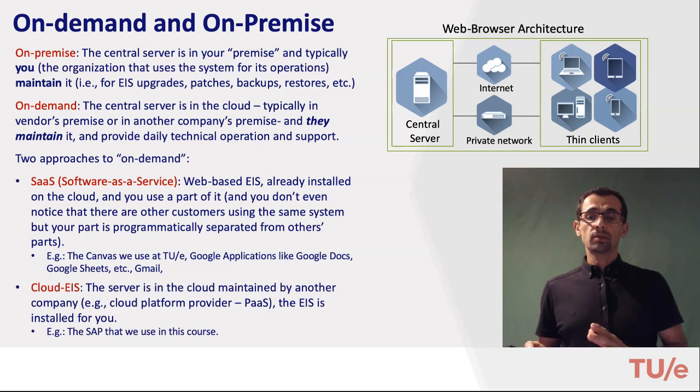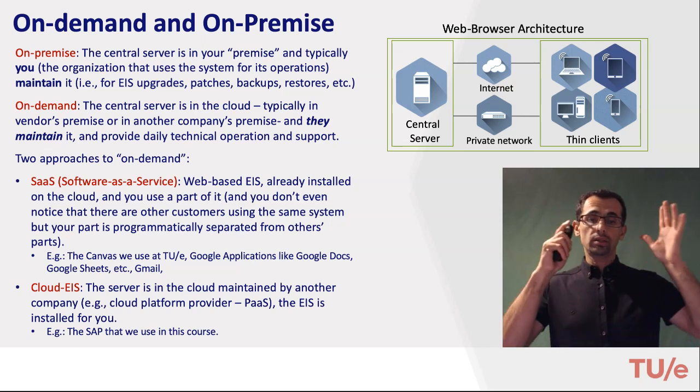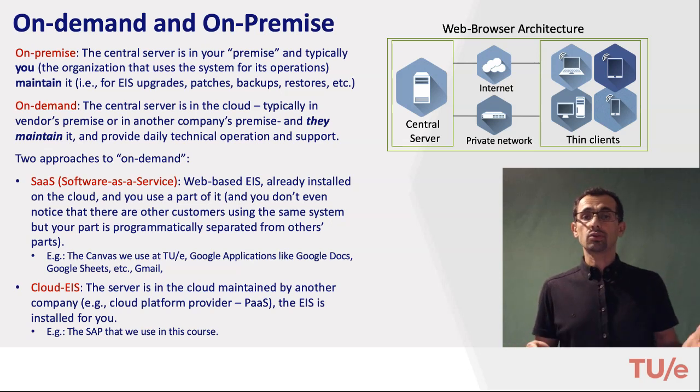The second type of on-demand solution is the cloud enterprise system. In this approach, the platform, the server, is in the cloud, maintained by another company, for instance by the vendor or by a cloud platform provider, also called PaaS. The enterprise system is installed for you and you just use it. For instance, the SAP that we use in this course that you practice with is of that type. It's installed by SAP somewhere in Germany, and we connect and use it through the internet.